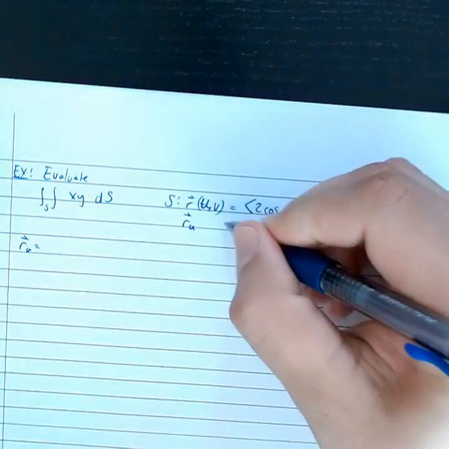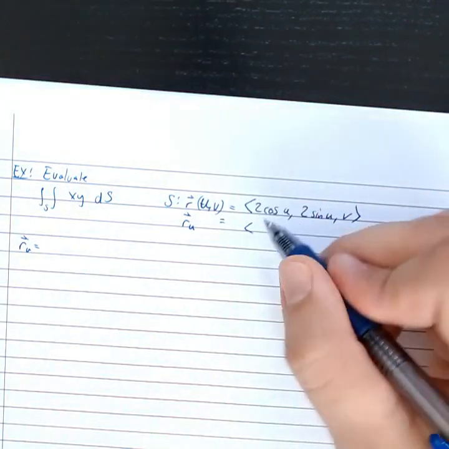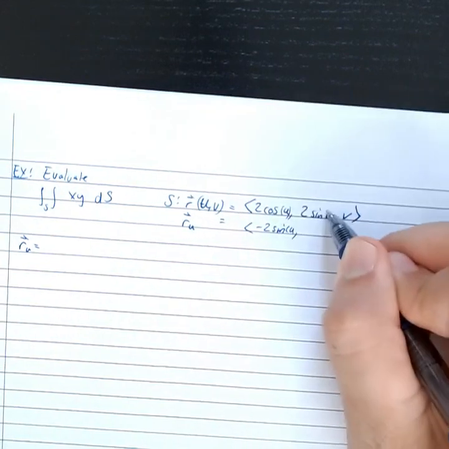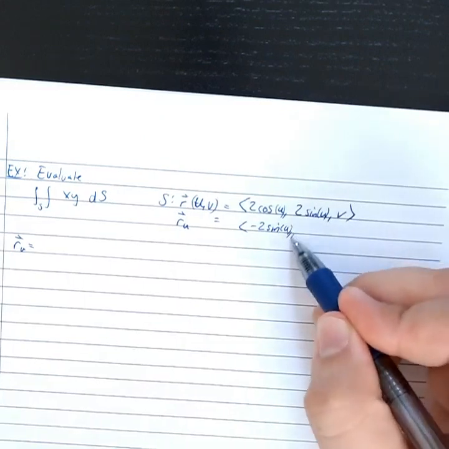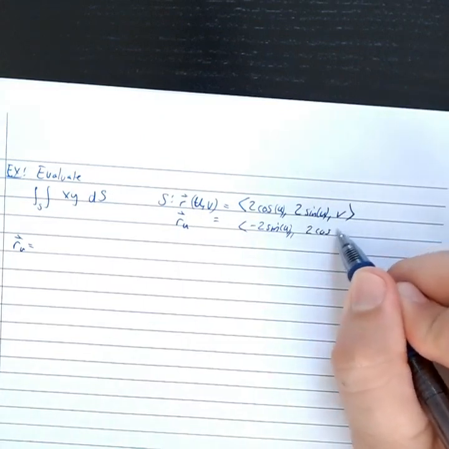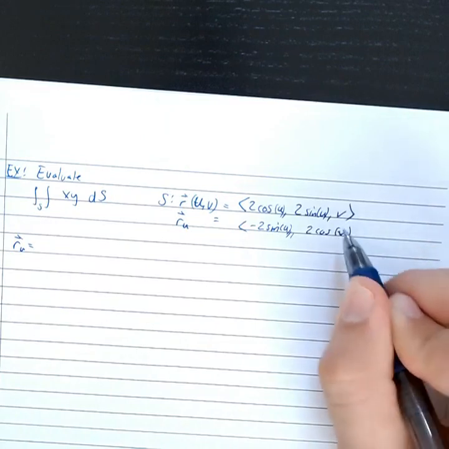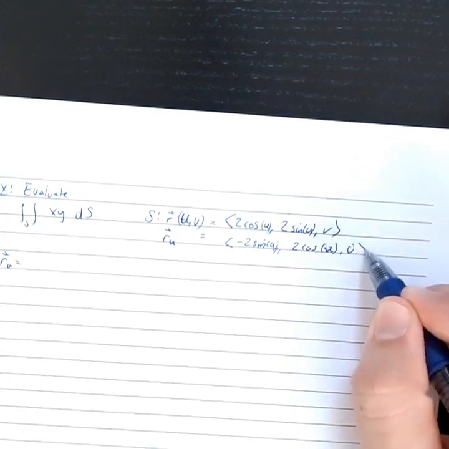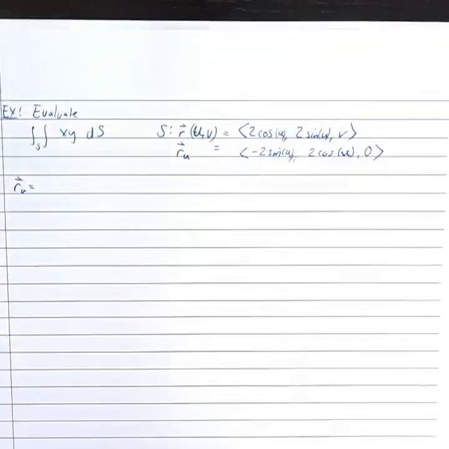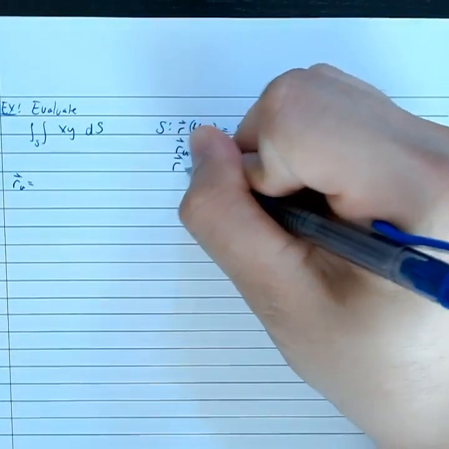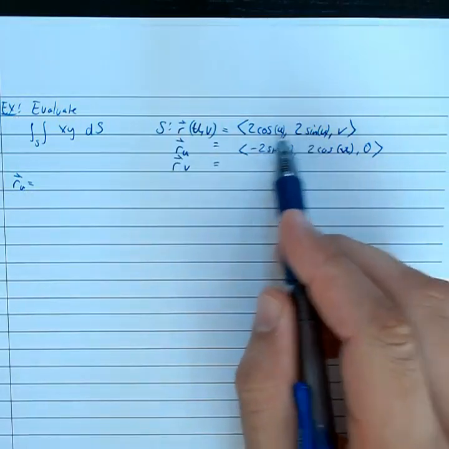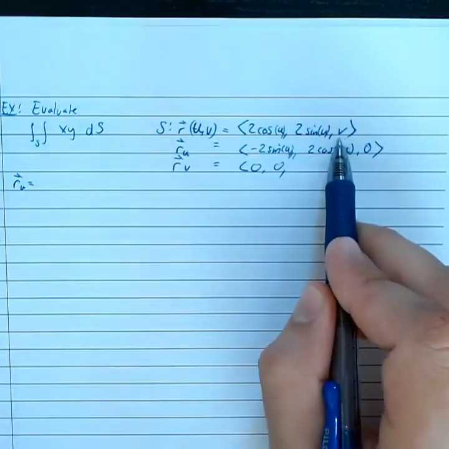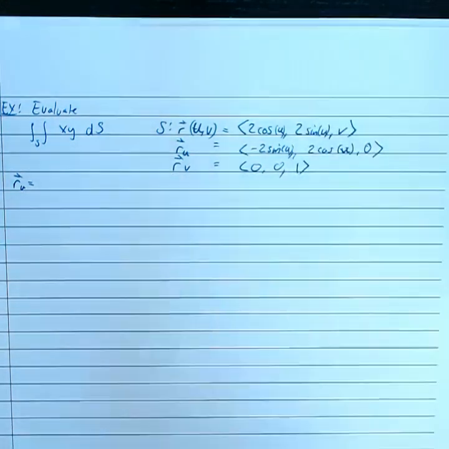So r sub u is given by, well, let's see, the derivative of cosine of this with respect to u would be negative 2 sine of u. The derivative of this with respect to u would be 2 cosine of u. And the derivative of this with respect to u is just 0. That's a constant with respect to u, so the derivative of a constant is 0. And now I need to find r sub v, and here both of these are constants with respect to v, so both of them are going to be 0. But the derivative of this one with respect to v is just the number 1.